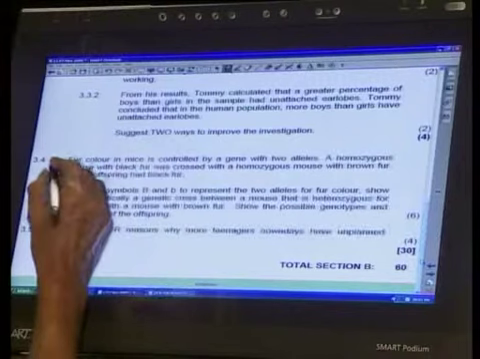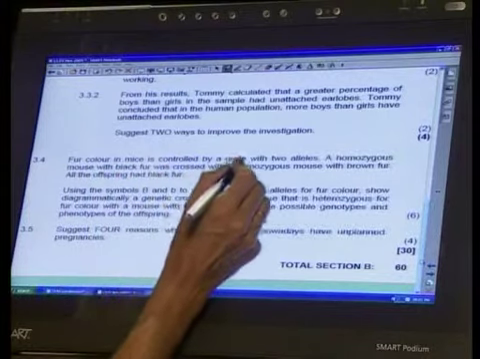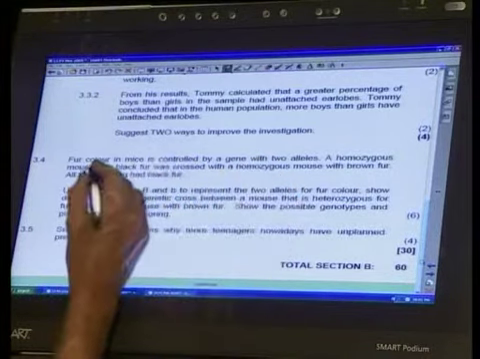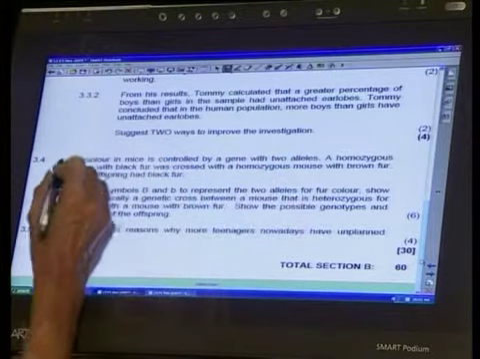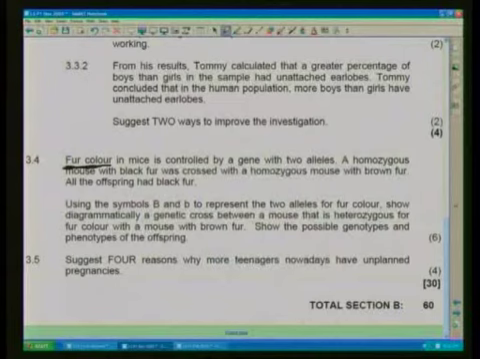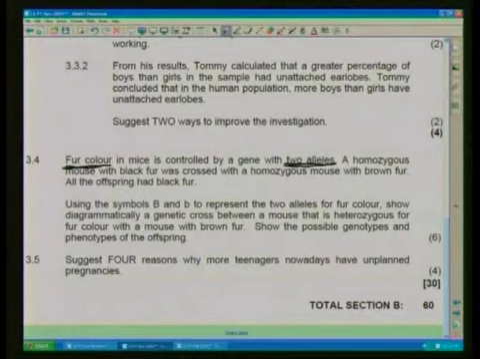Okay, have a look. Is this the question? Fur color in mice is controlled by a gene with 2 alleles. Is that your question? Yes. Okay, so let's have a look. We have fur color, so they tell us fur color in mice is controlled by a gene with 2 alleles. All right, now look what I'm doing. I'm underlining the important words.